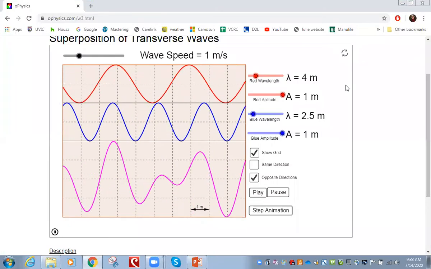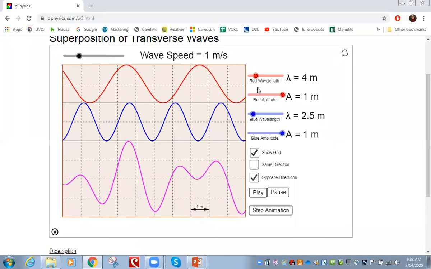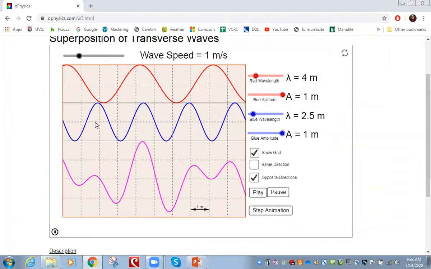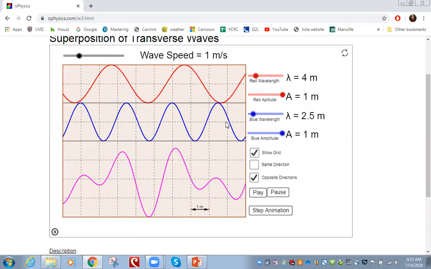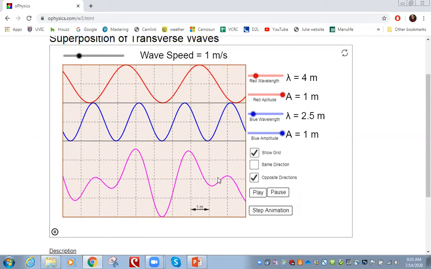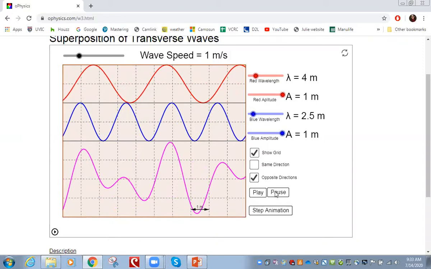In this video, we're going to look at the superposition of two transverse waves. The simulation shows a red wave traveling to the left plus a blue wave traveling to the right, and the sum of those two waves is the purple wave at the bottom. If we pause, you can verify that this actually works.